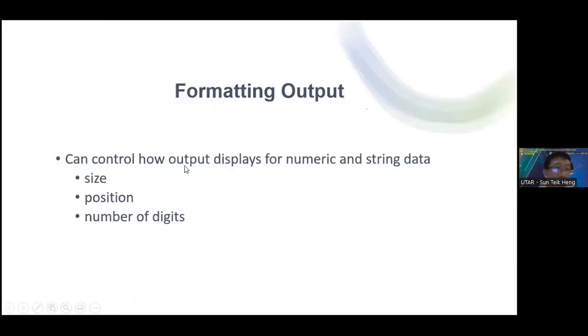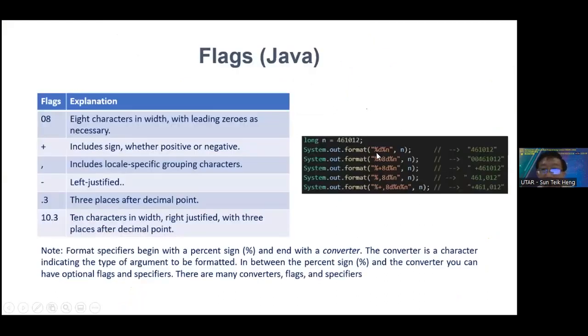Formatting the output, you can also format the output based on the size, the position, and the number of digits. For example, here you can see %d, where the d is for decimal number, the digit. You use %d for integer number. So you can see here it displays 461012. Here we have 08 with a leading 0. When you use 08d, that means 8 digits, 1, 2, 3, 4, 5, 6, 7, 8. You can see 8 digits all together.